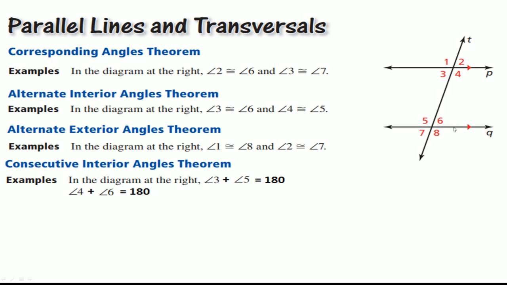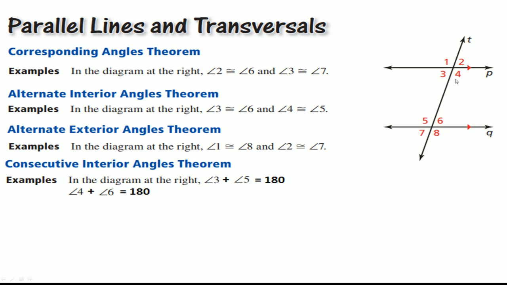Here, we have parallel lines. Lines P and Q are parallel. Do you see the symbols right here? That means it's parallel. It's cut by the transversal line, which is T, and we have certain names for it. We know that 2 and 6 are corresponding. 3 and 7 are also corresponding, and there are other corresponding angles here as well.